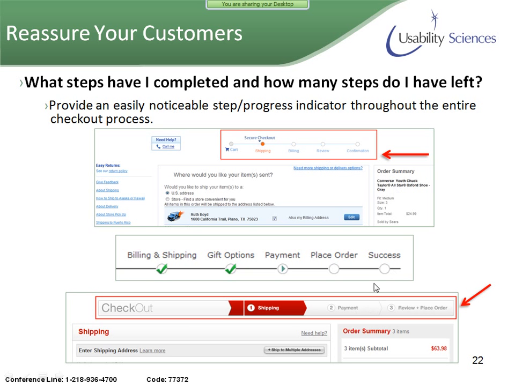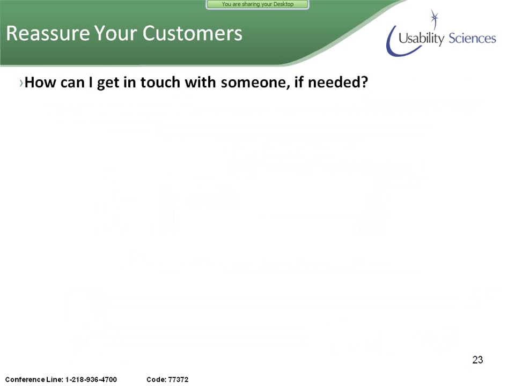So progress indicators we think are important. They're not always used. Users only typically use them when they need them, when they want to figure out, oh, did I do that step yet, or how many more steps do I have to go? Then they start looking for it, and they typically look for it at the top of the page. So having those, we think, is important in helping reassure your customers.